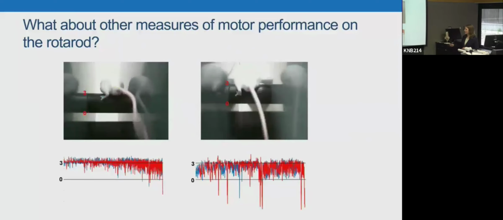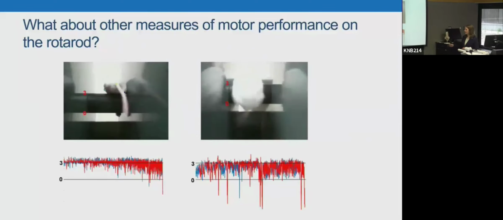And this is captured here with the DeepLabCut tracking. So again, this is time, and this is the position of the paws. The wild type looks pretty good. The steps are getting larger and larger as the rotarod accelerates, but they still look a lot better than this YAC128 example, which has a lot of these big slips below the bottom of the rotarod and overall more variability in their step size.